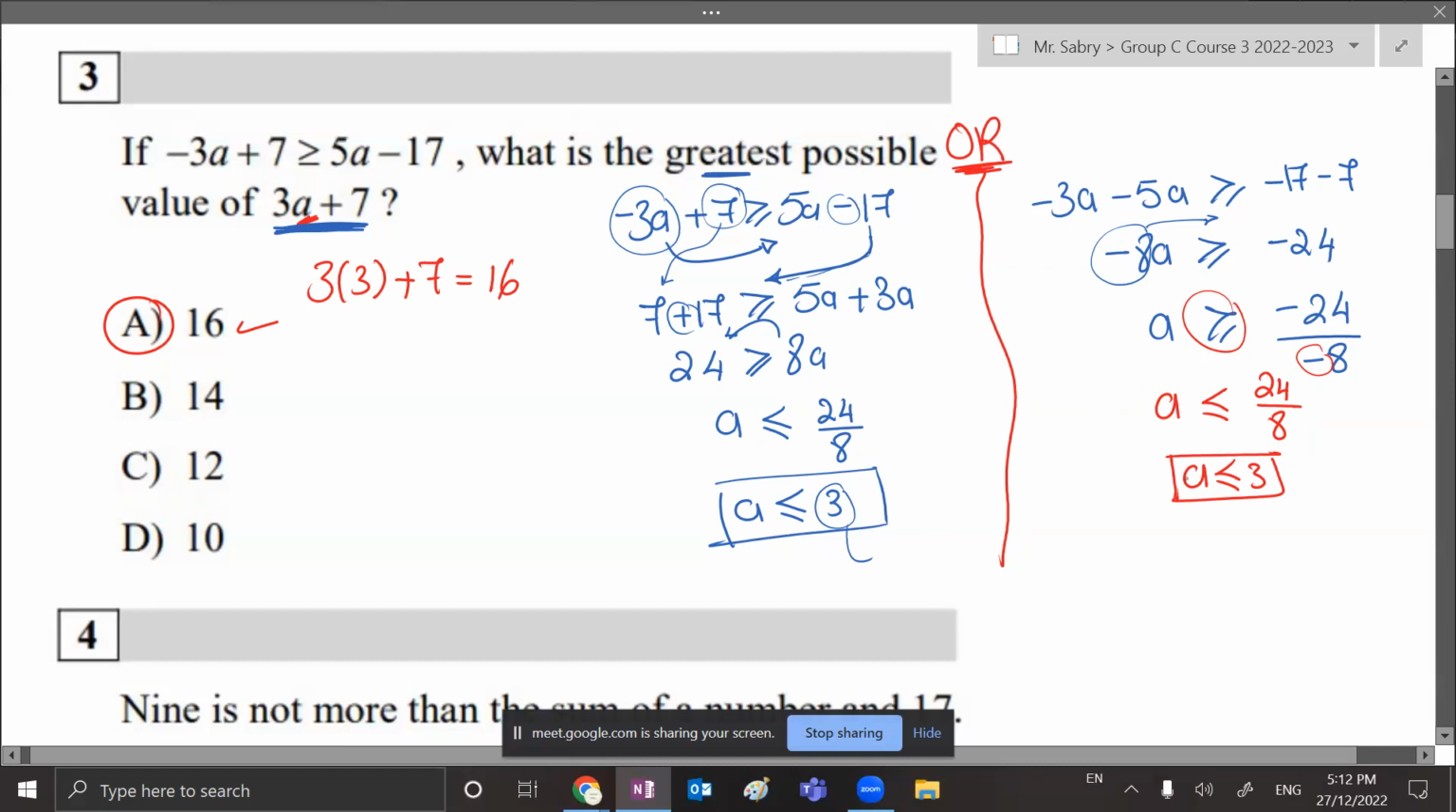ما الاثنين جابوا لك نفس الحاجة، أنا عشان كده حبيت أوريكي أصلا الطريقة الثانية، الطريقتين هم جابوا لك نفس.